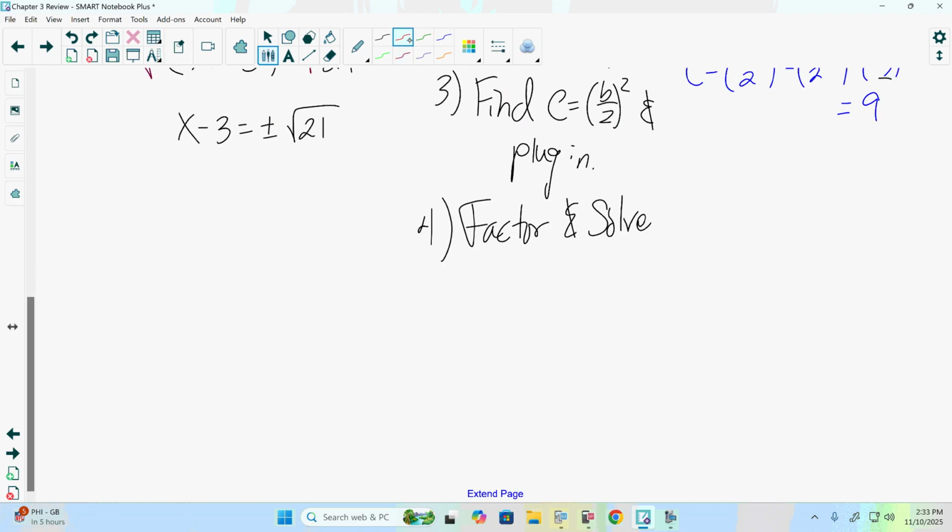lastly, we do need to get x by itself, so we're going to add 3 to both sides. Whenever we add or subtract a number and we have that plus or minus, the number that we add or subtract has to go in front of it. So since we added 3, we get 3 plus or minus the square root of 21. Now we can say we are finished as long as 3 and the square root of 21 are not like terms. If 3 and the square root of 21 are like terms, then we need to add and subtract.